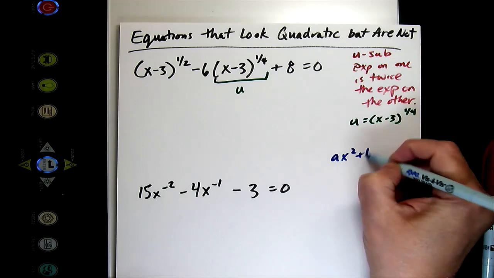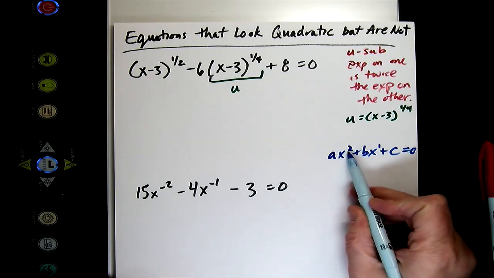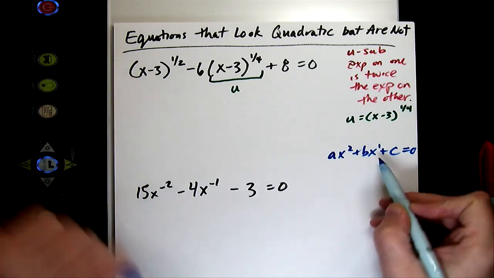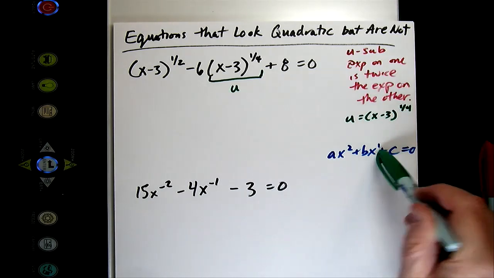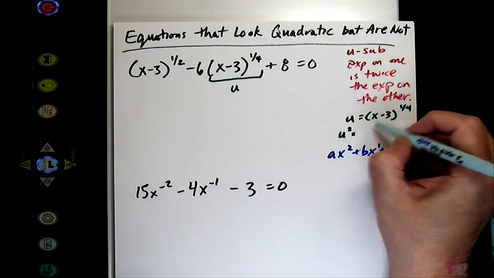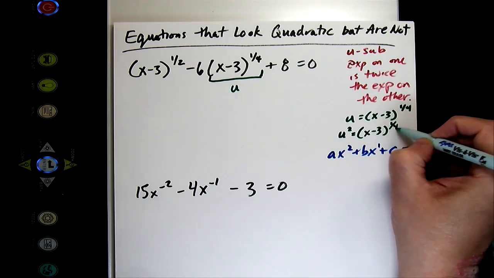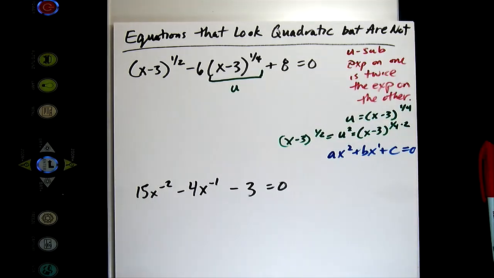ax squared plus bx plus c. This is like a 1 right there. So we're looking for a quadratic equation where one exponent is double the other. We can force these to look like that, but it just won't be with an x. So if I take the one with the smaller exponent and set that equal to u, if I square both sides, I get u squared equals x minus 3 to the 1/4 times 2, which is x minus 3 to the 1/2. Which is this term right here. And we'll do it on this other one in a second, and we'll set up a third problem, but we do want to go on after that.